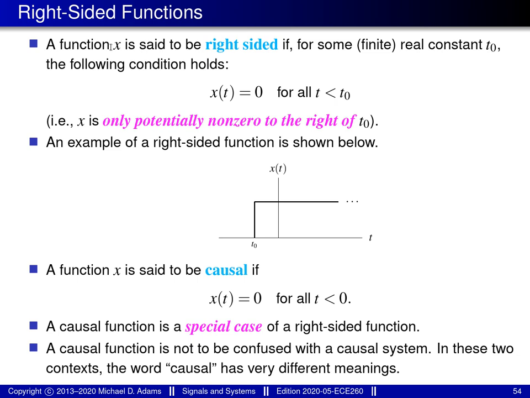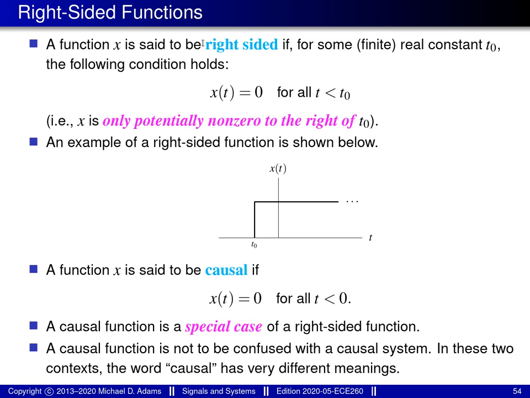So a function x is said to be right-sided if for some finite real constant t0, a condition of this form is satisfied. And basically what this is saying in terms of a graph of the function is that there exists some point on the graph of the function which we'll call t0, such that everywhere to the left of this point the function is equal to 0.